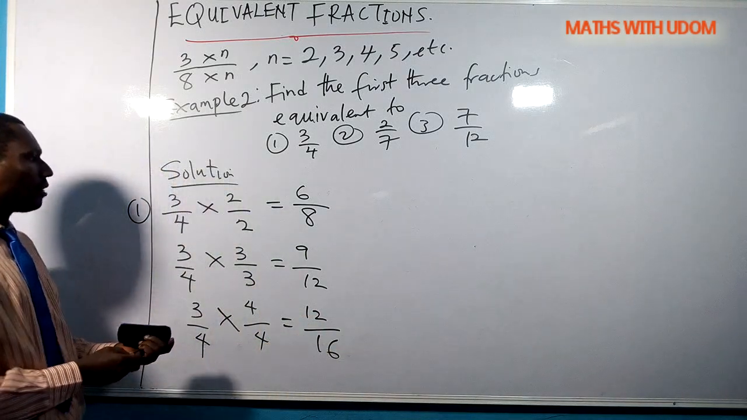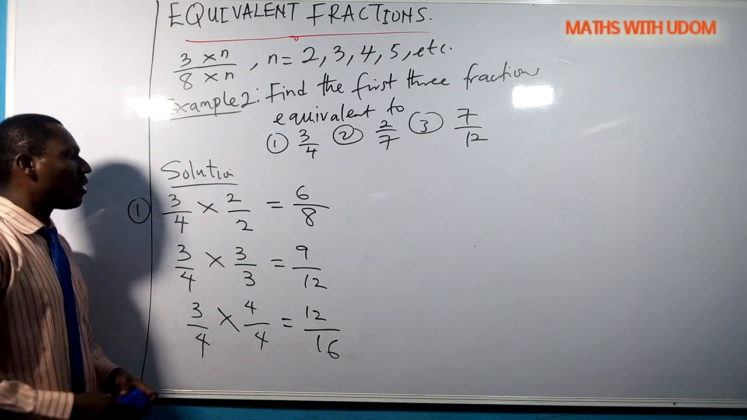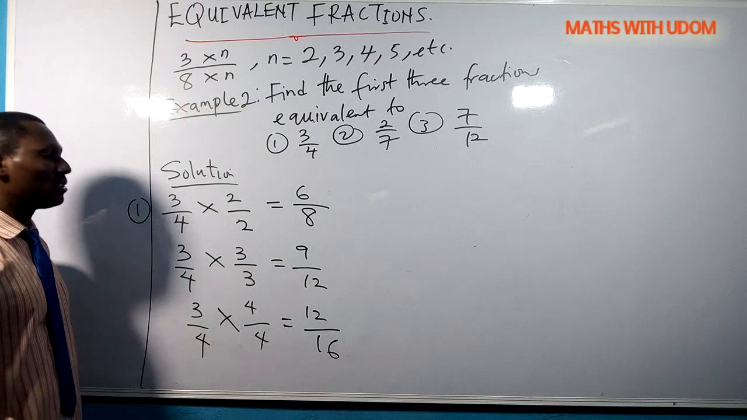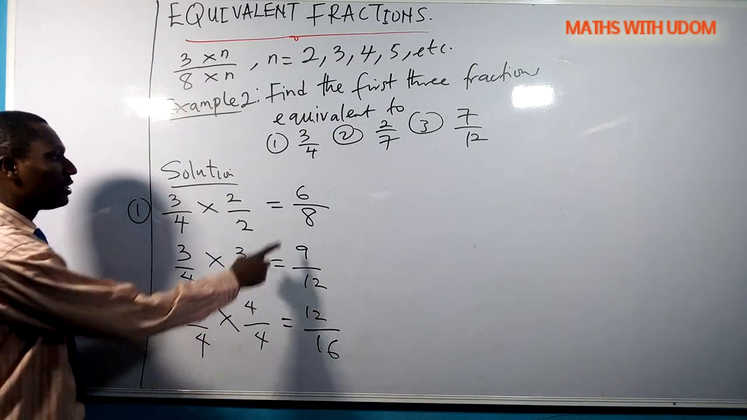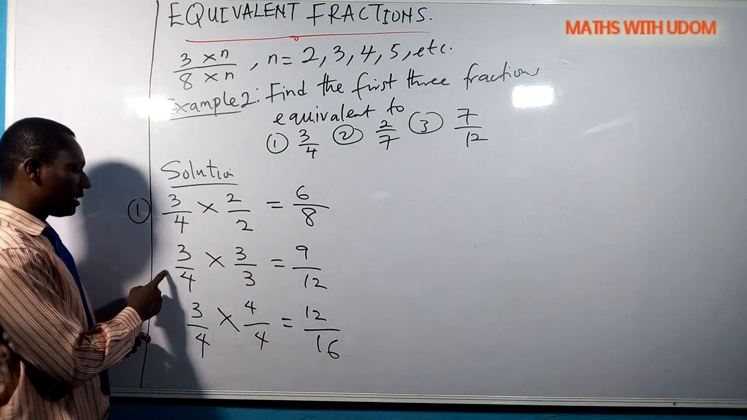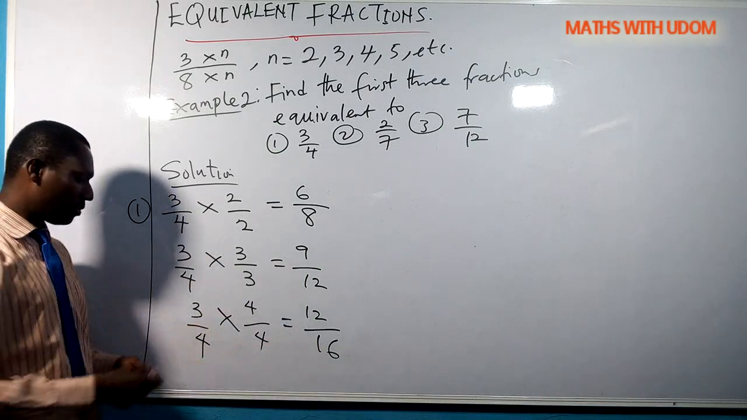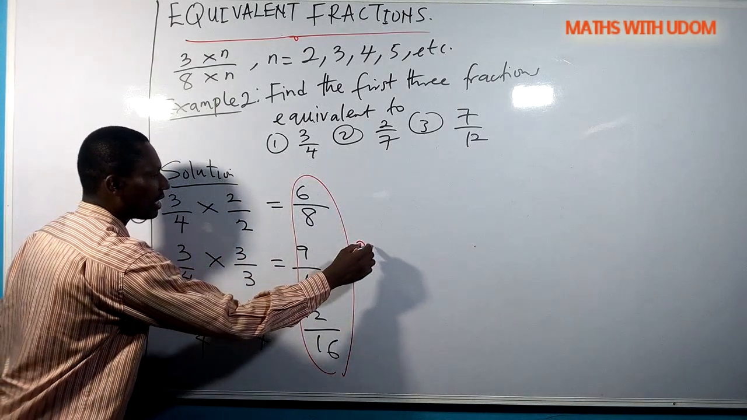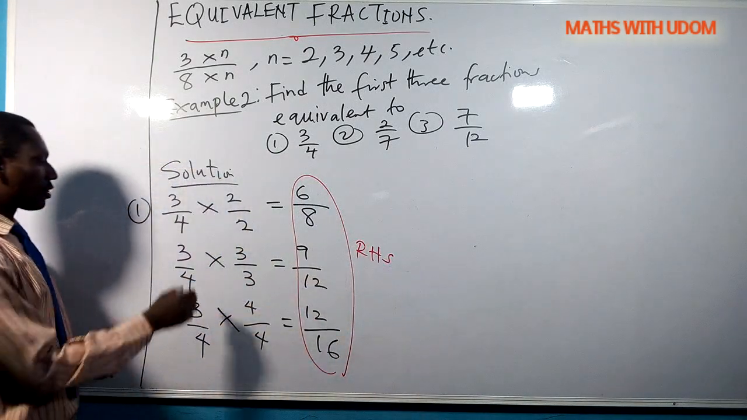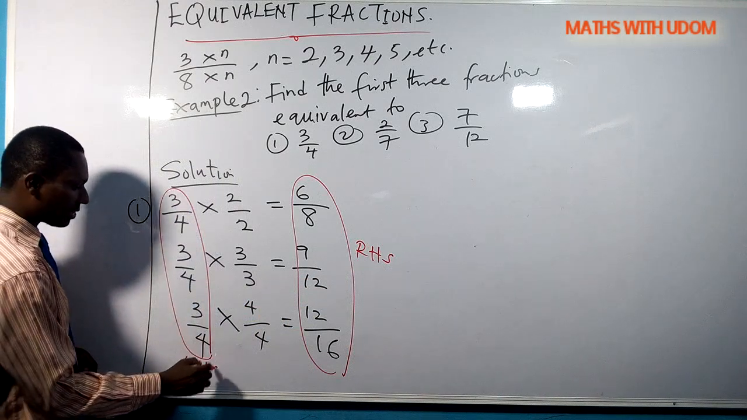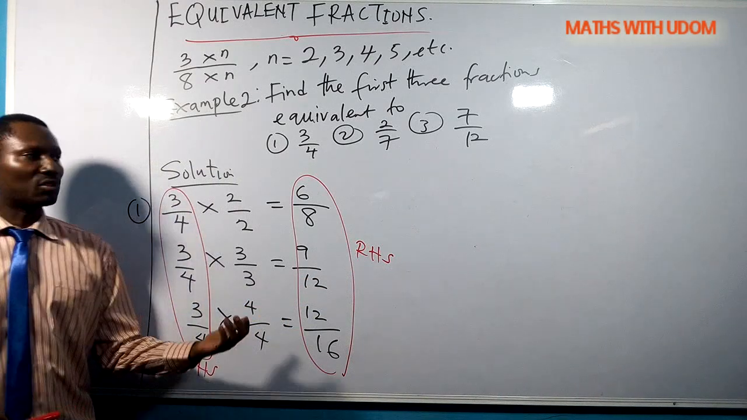So all the fractions on the right hand side, they are all equivalent to the ones on the left hand side, because if you reduce 6 over 8, you get 3 over 4. If you reduce this, you get this. If you reduce 12 over 16, you get this. So all the fractions on the right hand side, they are equal to all the fractions on the what? On the left hand side. Okay? That is how to solve that.